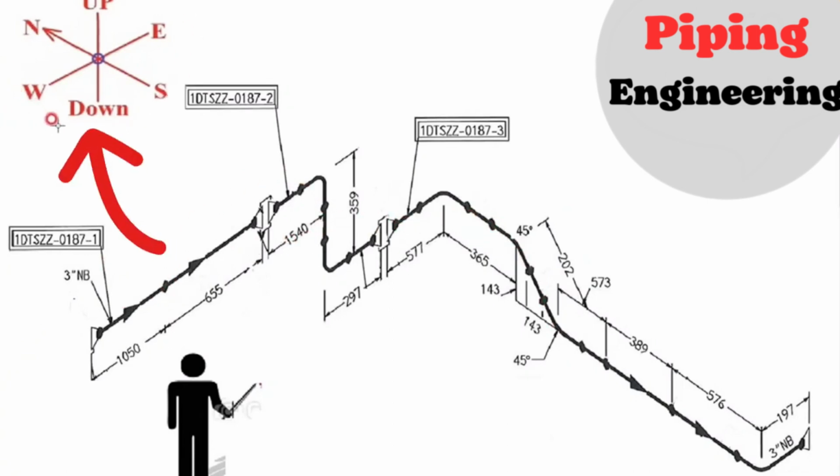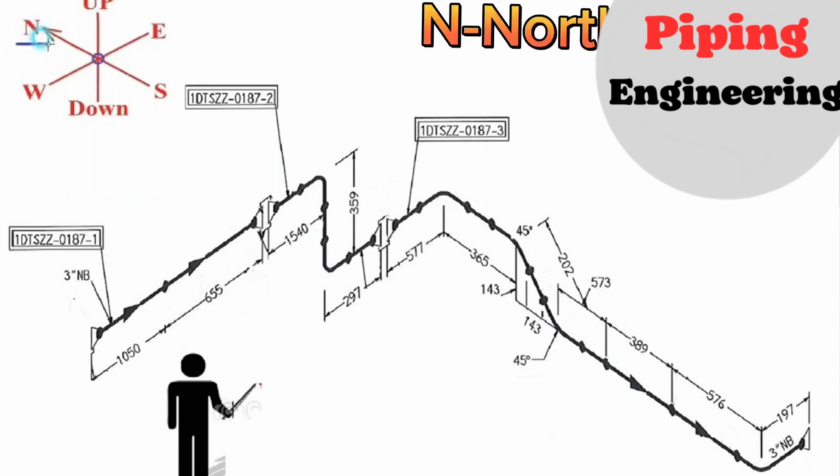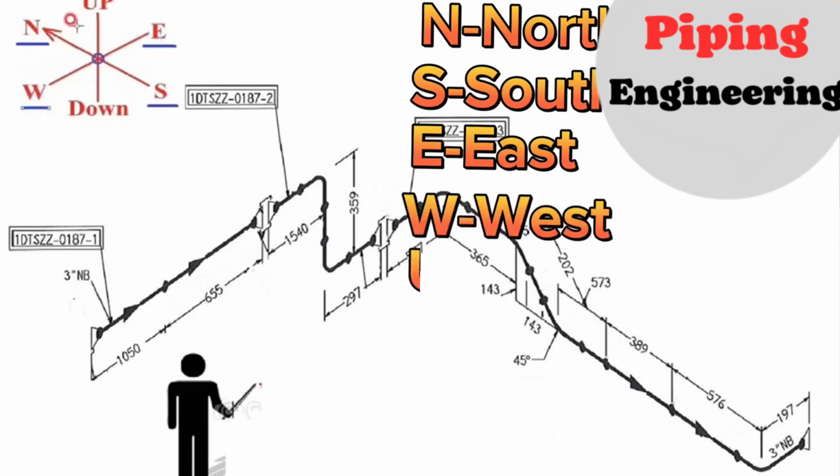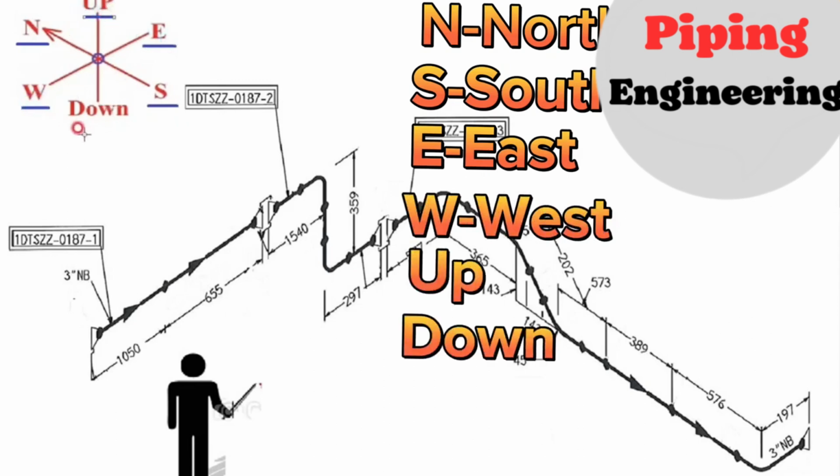Every pipe drawing has such a sketch. This indicates the directions. There are 6 directions here. N means north. S means south. E means east. W means west. Up means up. Down means down directions. By studying these directions we can easily read the pipe isometry.